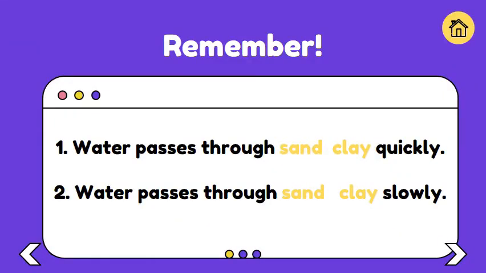Let's solve these two sentences together. Water passes through sand or clay easily. What do you know about the differences between sand and clay? Who can do it alone? So water passes through sand quickly. Yes, so we have to circle sand. Sentence number 2. Water passes through sand or clay slowly. Of course, clay. So water passes through clay slowly.